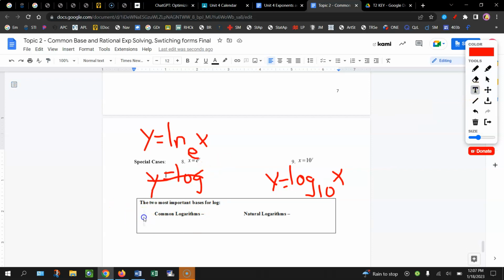For common logarithms, these are going to be base 10. These are never written. And natural logarithms are base e, where e is a number, and also never written.